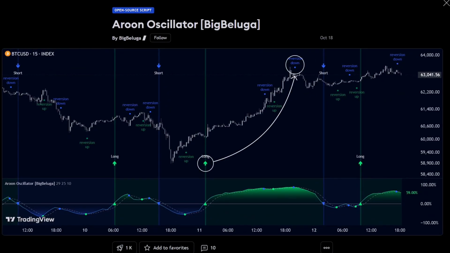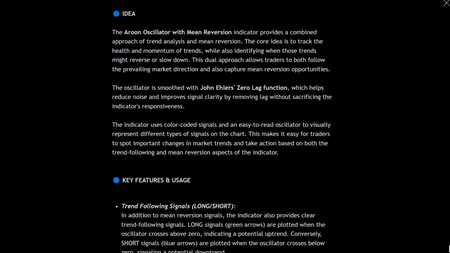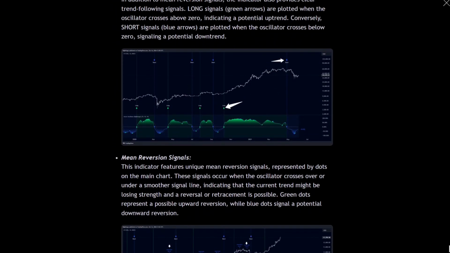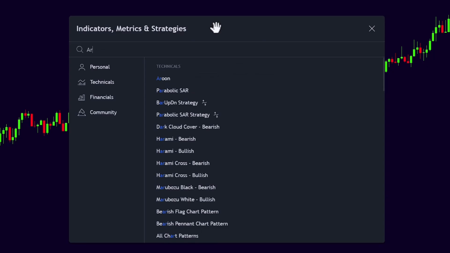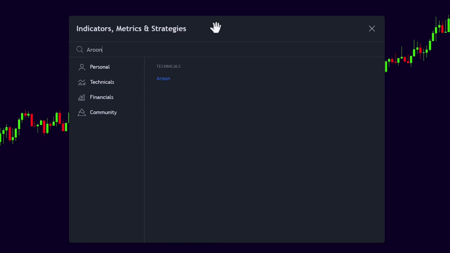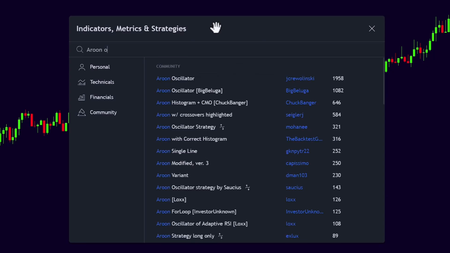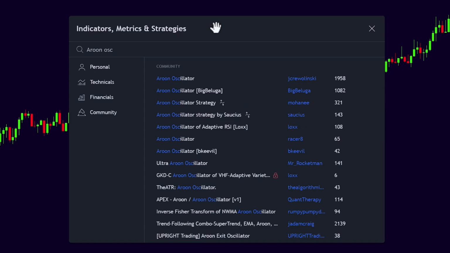Our first free indicator is called the Aroon oscillator, which provides both trend following and mean reversion signals. To add it to your chart, head over to the indicator section and search for Aroon oscillator. Once you find it, click to add it to your chart. Before we put it to work, let's tweak a few settings to optimize its performance.